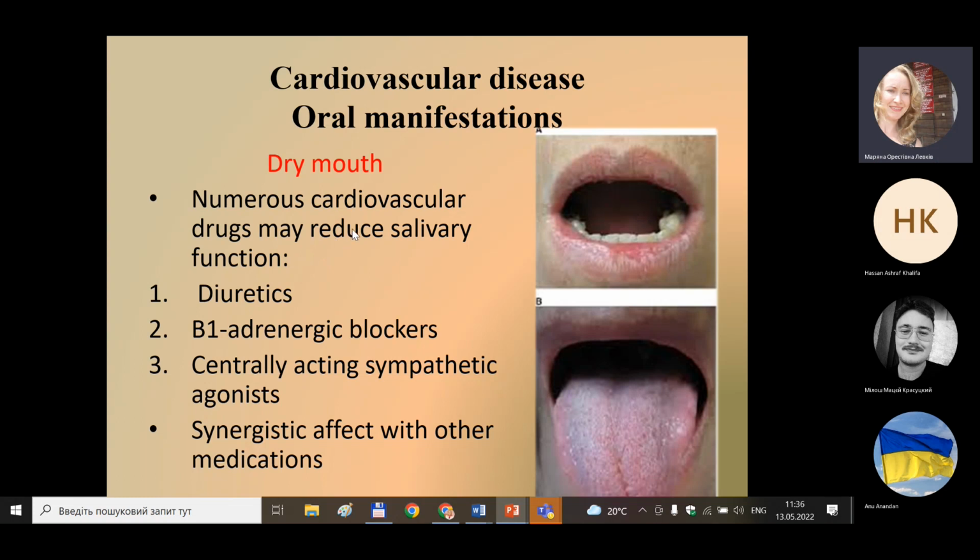Xerostomia in cardiovascular patients can occur as well due to intake of medicaments, as in hypertension. So medicaments that are used for hypertension can lead to xerostomia. Diuretics, for example.